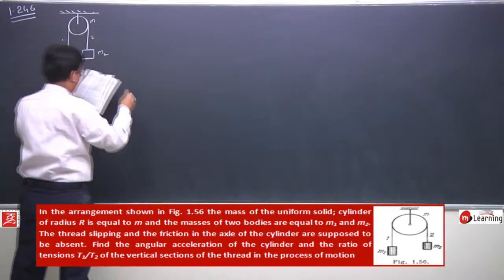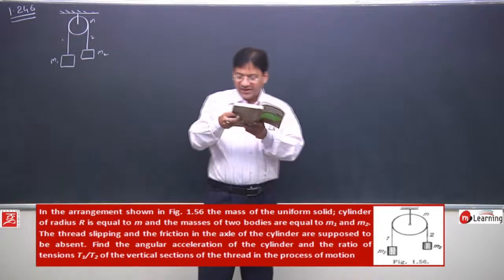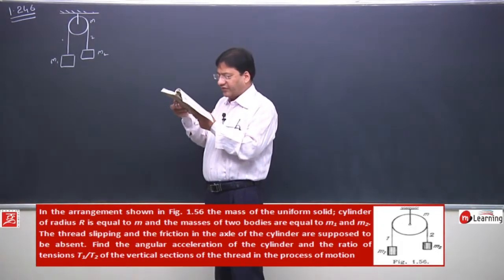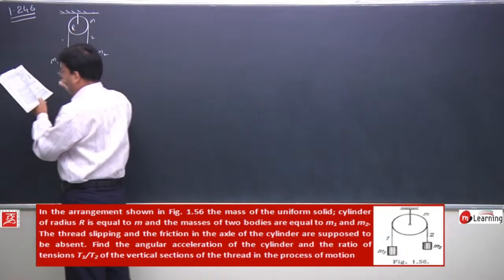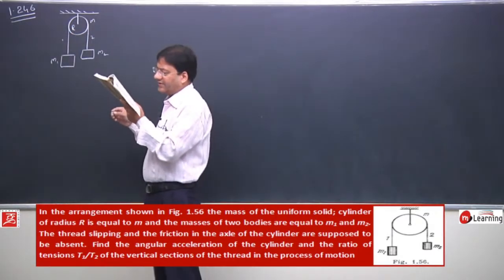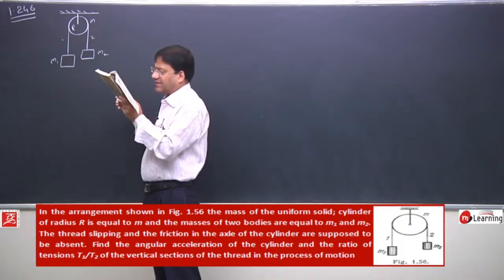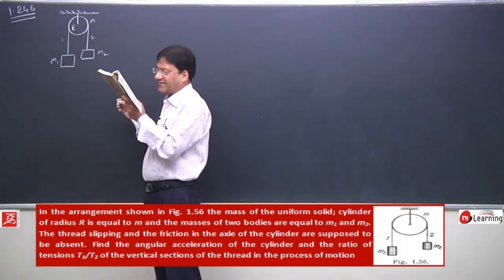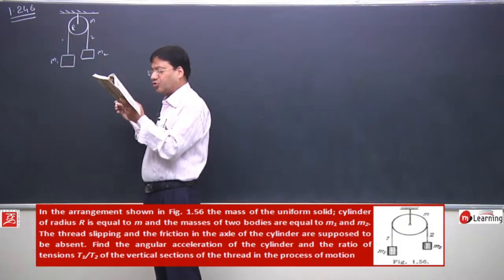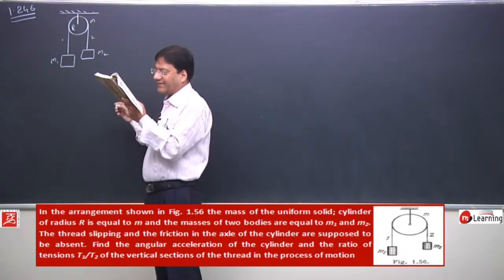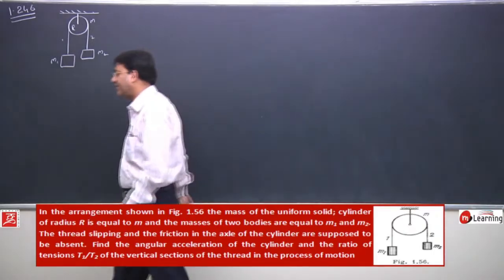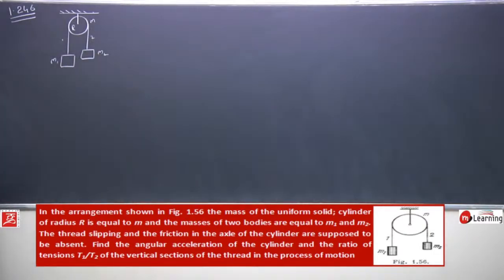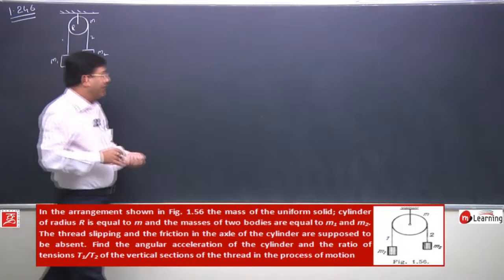The arrangement shown in figure, the mass of uniform cylinder of radius r is equal to m, mass of two bodies are equal to m1 and m2, the thread is slipping and the friction in the axle of cylinder are supposed to be absent. Find the angular acceleration of the cylinder and the ratio of tension T1 and T2 in vertical sections of the thread in the process of motion. Now this is a simple problem in fact. Let me draw the free body diagrams.